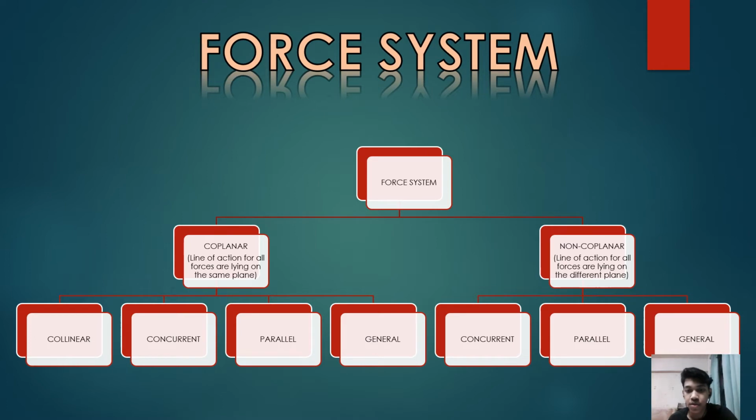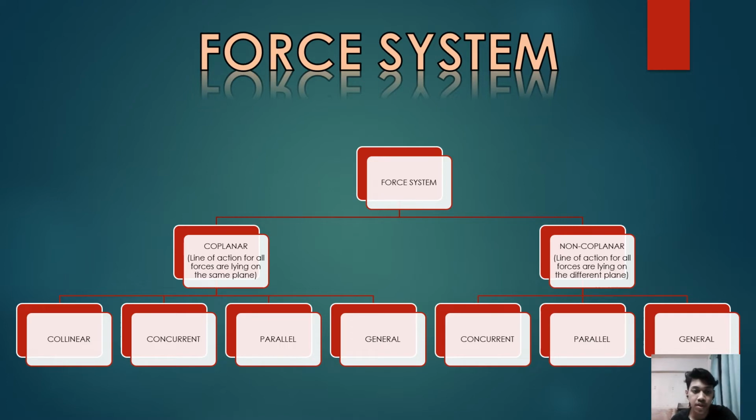Next, we are going to talk about the force system and the types of force. Basically, a force system has two types of force: the first is the coplanar force, and the second is the non-coplanar force. For coplanar forces, the lines of action of all the forces lie on the same plane. Meanwhile, for non-coplanar forces, the lines of action of the forces lie on different planes.